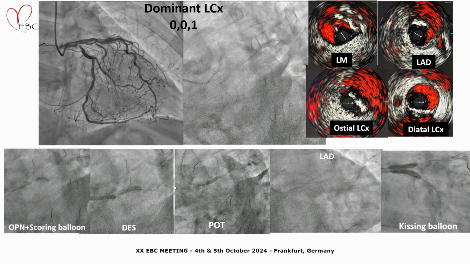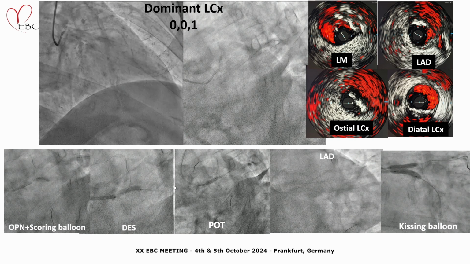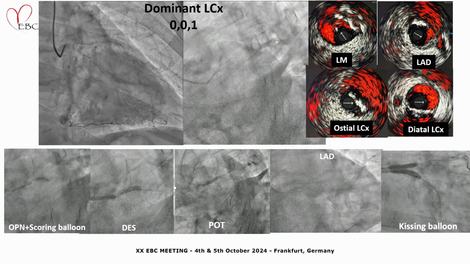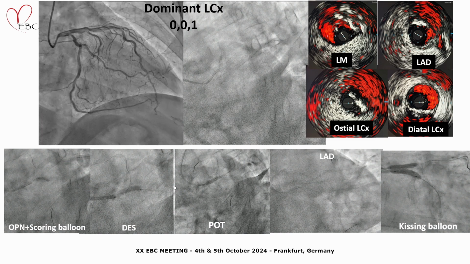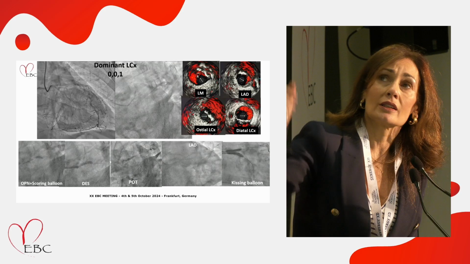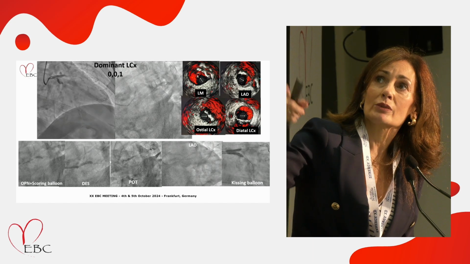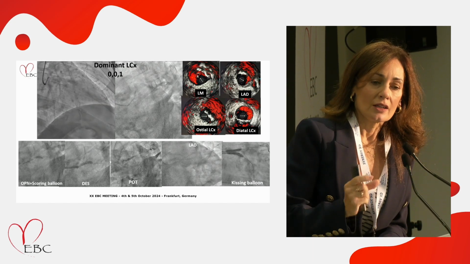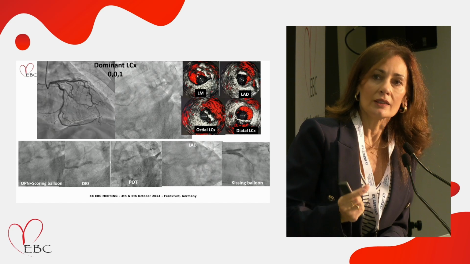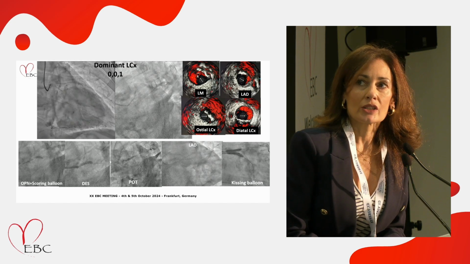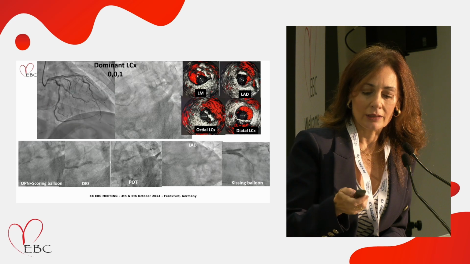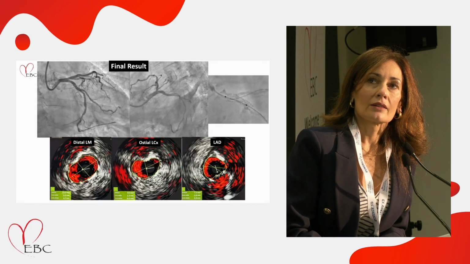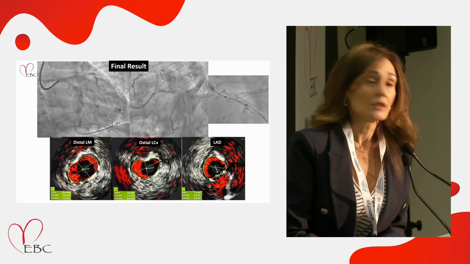This patient had a very severe, very calcified lesion in the circ ostium. As we can see, the circ was dominant in the assessment by IVUS. We can see the ostial circ with a very severe, very calcified lesion. After plaque preparation, an inverted provisional was performed, with kissing balloon inflation, and this is the final result, very good.